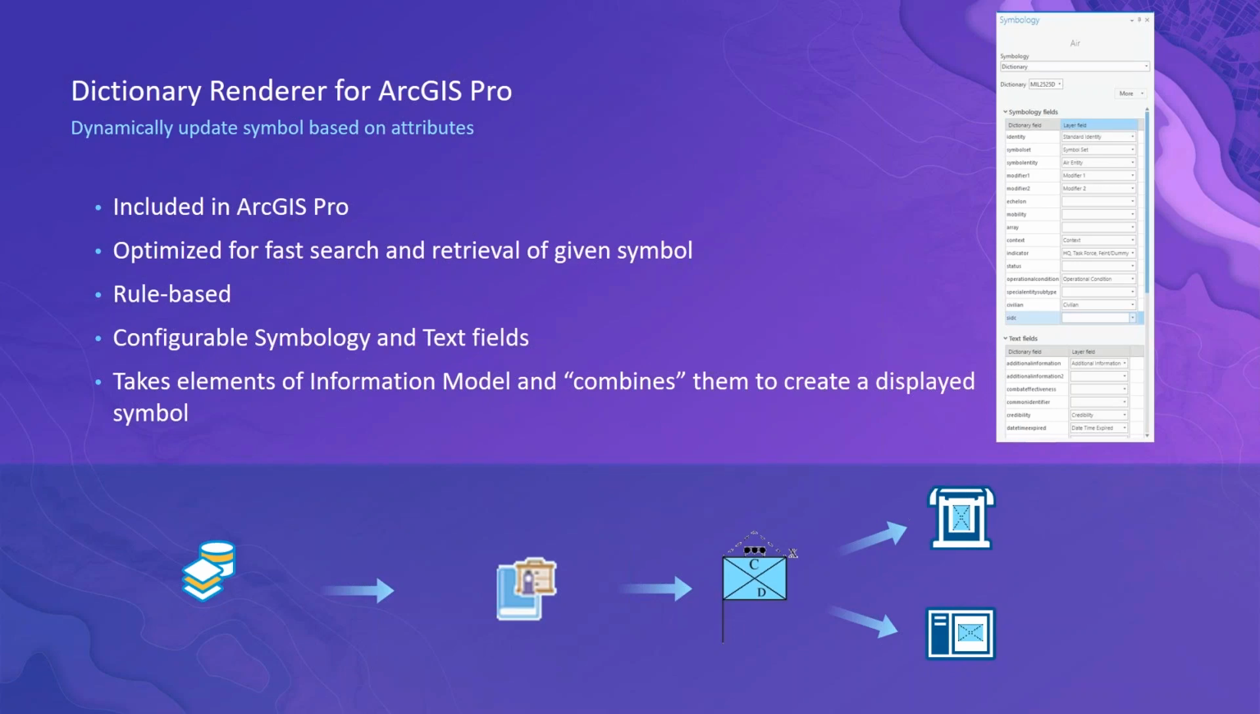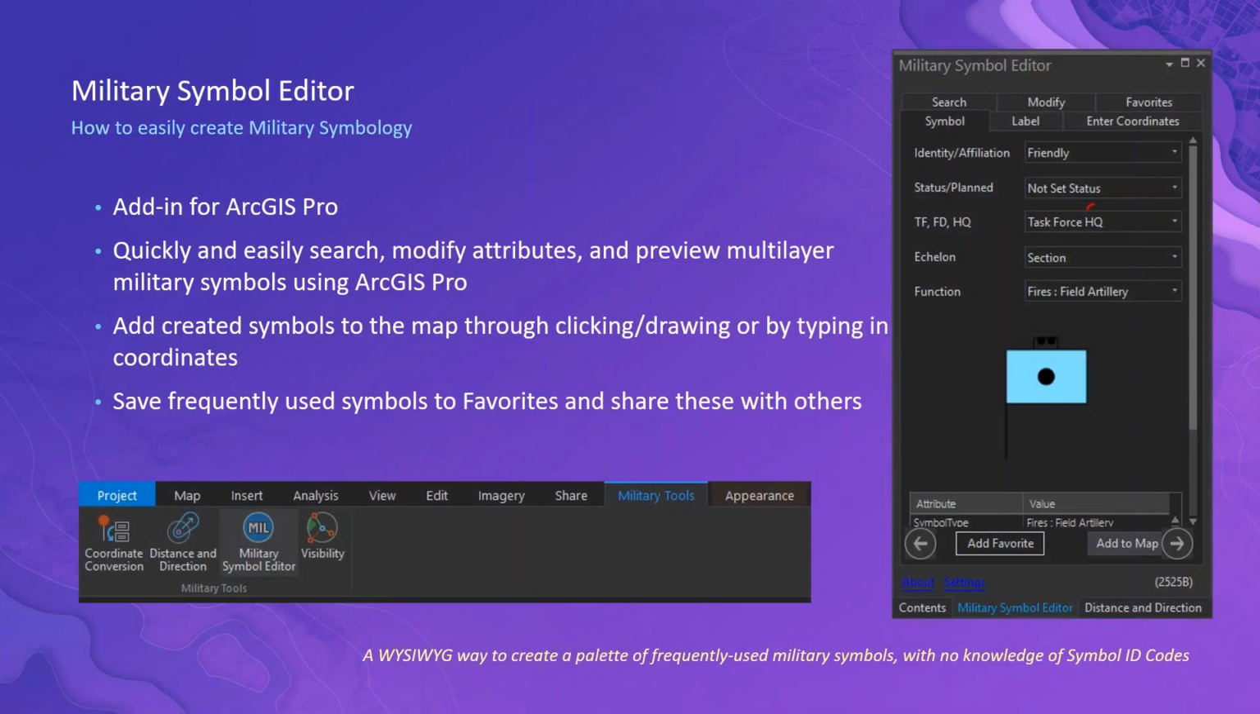It's rule-based, optimized for fast search and retrieval of a given symbology. What that really means is that we're making information human readable. So if you're not familiar with that symbol ID code, you can still take those meaningful elements to then draw that military symbology. And that might not work for all of us, because we might not understand how to mess with attributes and how to just dig into a database.